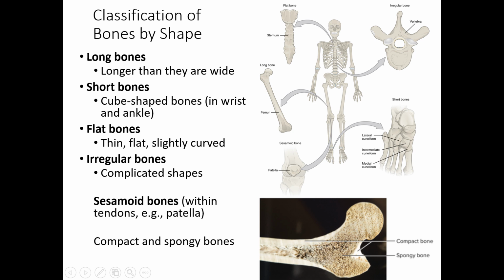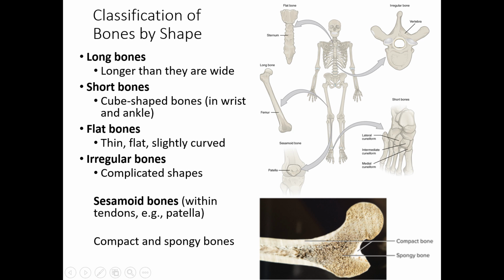Classification of bones by shape. There are 4 groups of bones. Long bones are bones of our arms and legs. Then we have short bones in our wrists and ankles. They are more like cube-like bones.